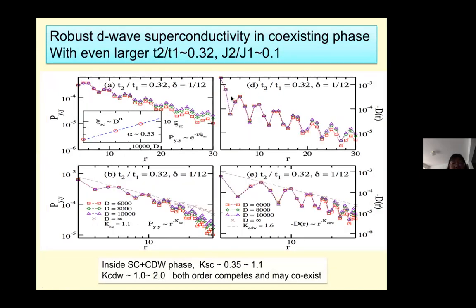Then if we look at larger T2, the power law decay for the superconducting correlation has an exponent close to 1, and the CDW exponent is also close to 1, but still slightly larger. So I think that phase is connected to the phase studied before with Luther-Emery liquid by doping spin liquid with even larger T2.